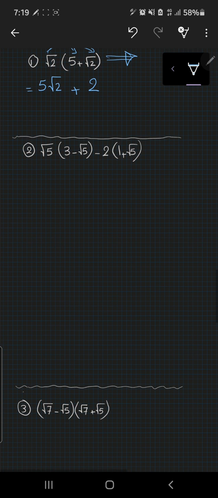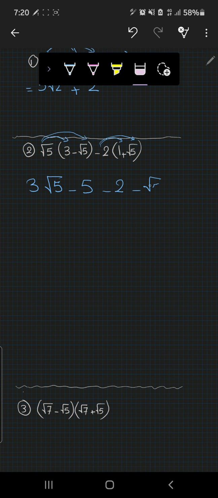Okay. Number 2. Also separate: root 5 multiply 3 and root 5 multiply negative 5. Root 5 multiply 3, the result will be 3 root 5. Okay. Root 5 multiply negative 5, the result will be negative 5. Here, negative 2 multiply 1, negative 2 multiply root 5. Negative 2 multiply 1, it will be negative 2. And negative 2 multiply root 5 will be negative 2 root 5.